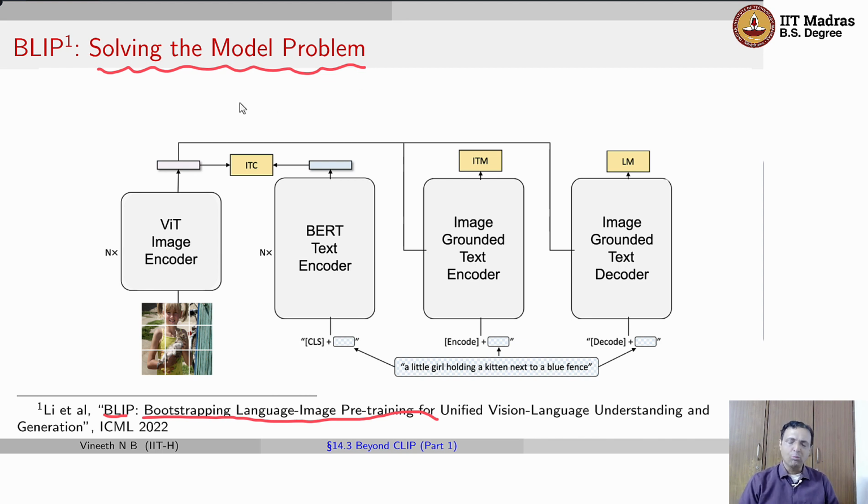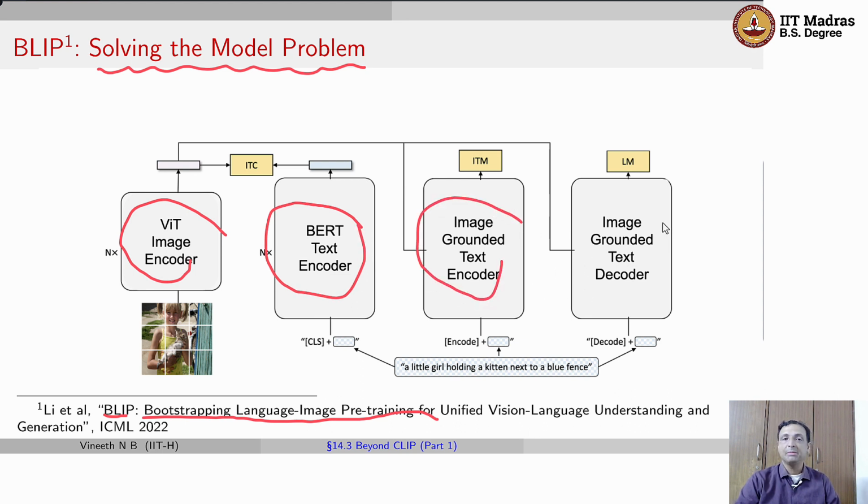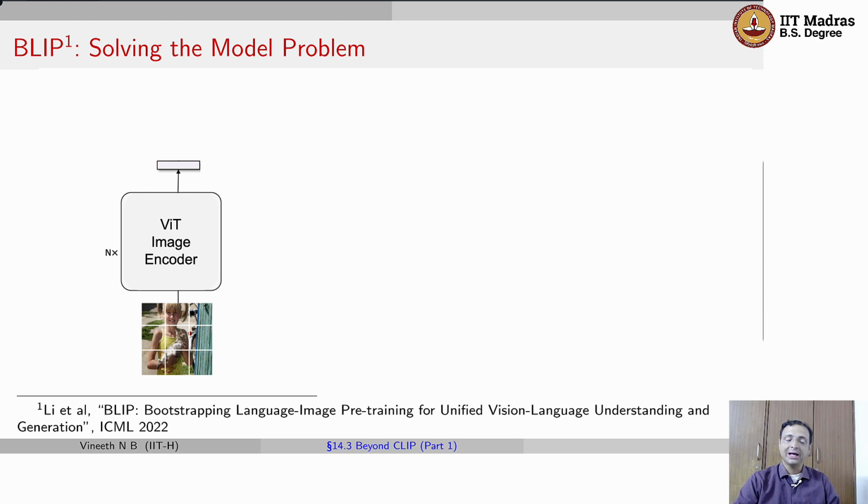Their entire model is made of 4 components: a ViT image encoder, a BERT text encoder, an image grounded text encoder, and an image grounded text decoder. The input to their system is an image which is divided into patches, as well as the text corresponding to the image. Let's see this in more detail.